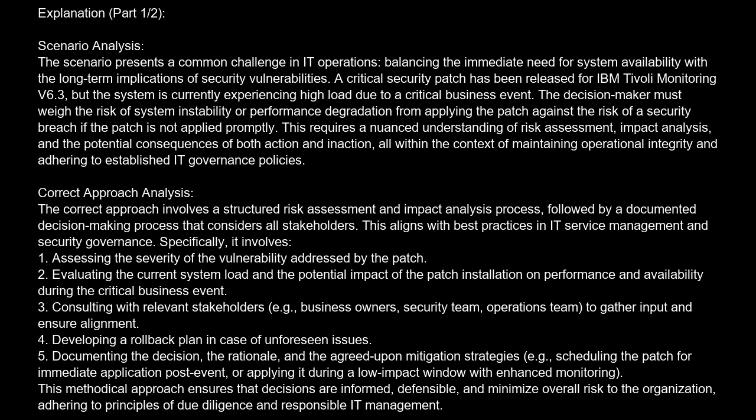3. Consulting with relevant stakeholders, e.g., business owners, security team, operations team, to gather input and ensure alignment. 4. Developing a rollback plan in case of unforeseen issues. 5. Documenting the decision, the rationale, and the agreed-upon mitigation strategies, e.g., scheduling the patch for immediate application post-event, or applying it during a low-impact window with enhanced monitoring. This methodical approach ensures that decisions are informed, defensible, and minimize overall risk to the organization, adhering to principles of due diligence and responsible IT management.